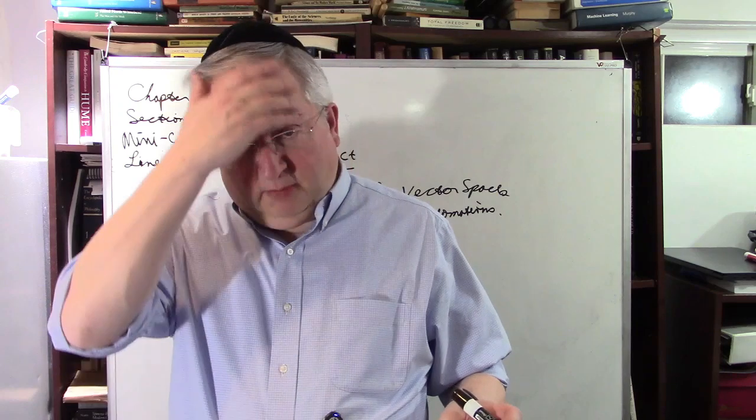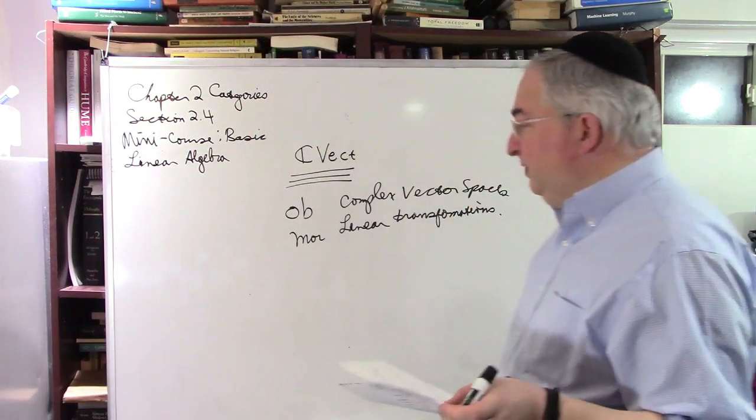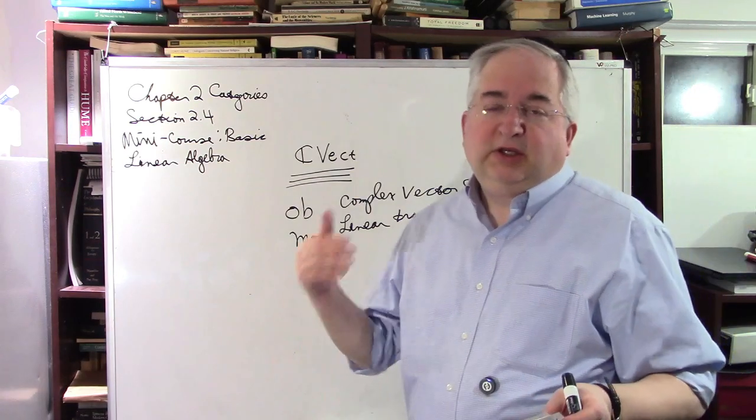Let me say two little things. First of all, complex vector spaces show up all over math, all over physics. They're a very important thing. Quantum physics is based on complex vector spaces of a special type, something called Hilbert spaces. So they show up all over.